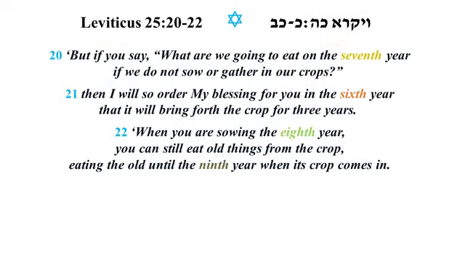Verse 20, but if you say, what are we going to eat on the 7th year, if we do not sow or gather in our crops? Then I will so order my blessing for you in the 6th year, that it will bring forth the crop for 3 years. When you are sowing the 8th year, you can still eat old things from the crop, eating the old until the 9th year when its crop comes in.